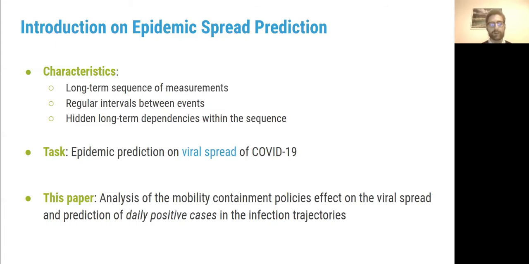The measurements within the temporal sequence have latent dependencies that can stretch over long periods of time. As demonstrated, the coronavirus's effects are usually only noticeable after 2 or 3 weeks of the virus incubation. Considering what we said until now, this paper and this presentation analyze the effect of the mobility containment policies imposed by governments worldwide on the spread of the pandemic. Additionally, we want to predict daily positive cases based on the infection time series.